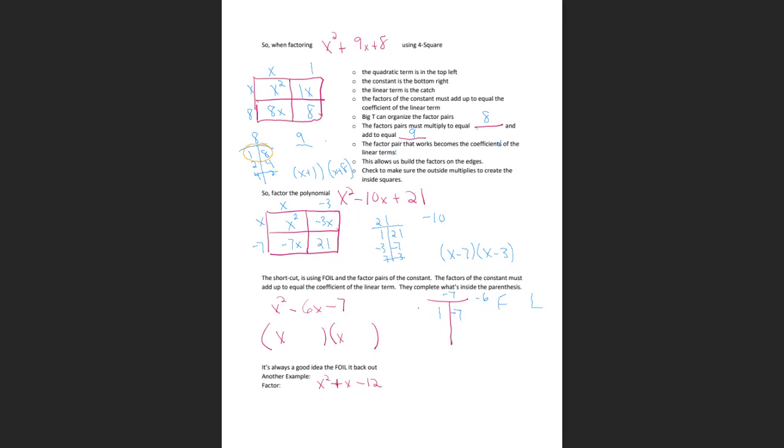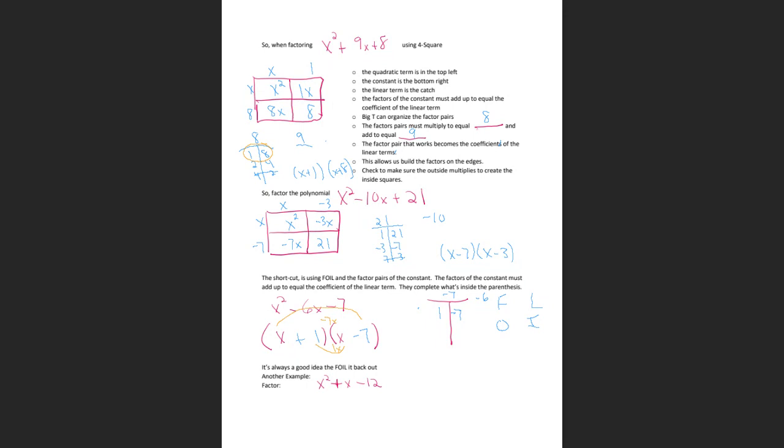So notice that 1 times negative 7 does give me this negative 7, and this does give me this negative 6. So these become the last terms, the 1 and the negative 7. So a positive 1 and a negative 7. Now, if I want to double check this, we can use the outer and inner to verify that we do get the middle term. So if we multiply the outer and the inner together, notice how the outer gives me this negative 7x, and the inner gives me this 1x. And combined, does that give me my middle term of this negative 6x? And we see that it does. So that would verify it.